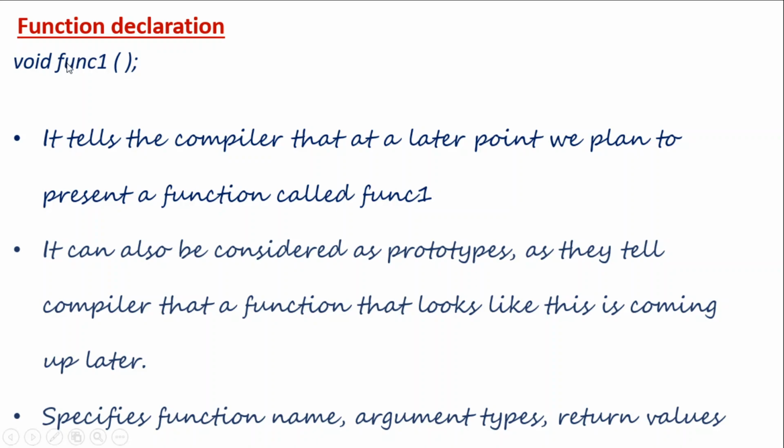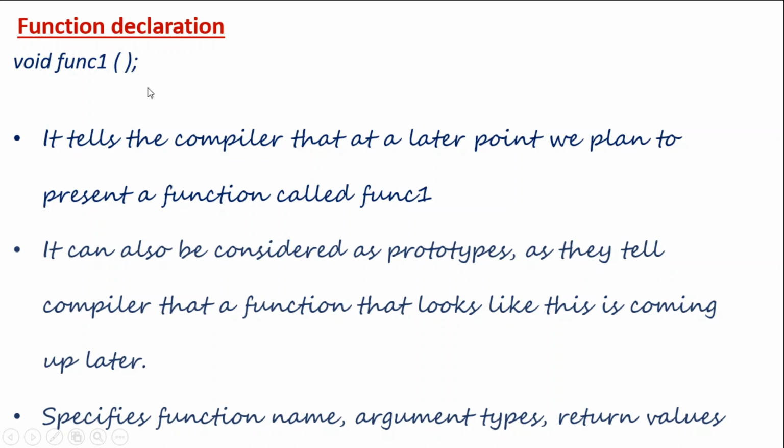Similarly, here we are giving an instruction to the compiler that at a later point of time, you will face a function called func1, and its return type is void and it has no argument. So function declaration tells the compiler that at a later point we plan to present a function called func1. This can be considered a prototype, as it tells the compiler that a function that looks like this is coming up later.